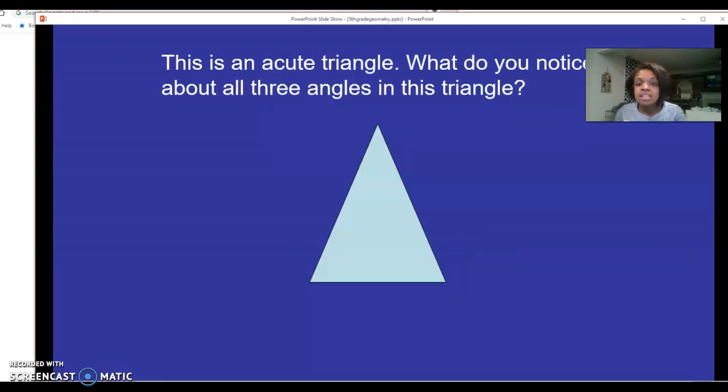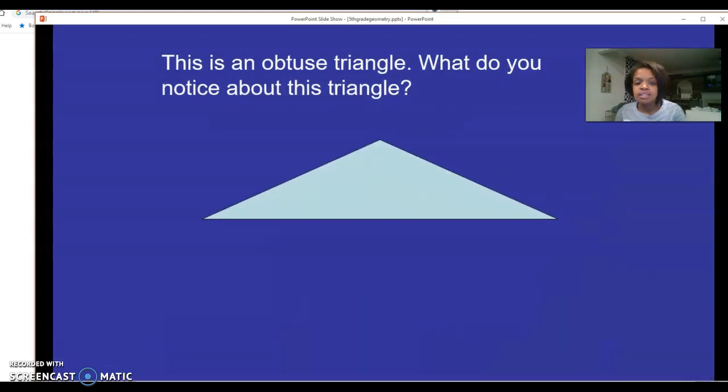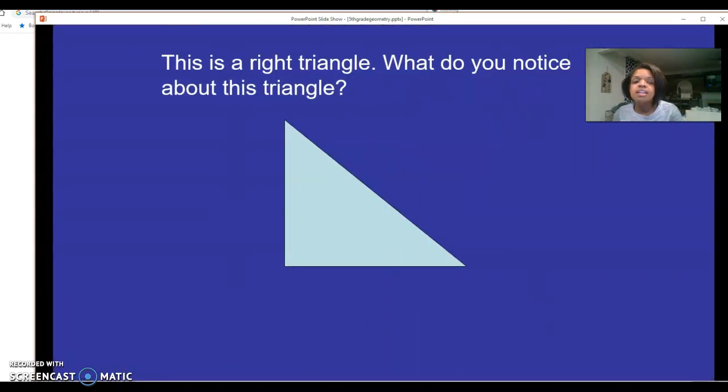Alright, so this is an acute triangle. What you should notice is that all of the angles are acute angles, which means they are less than 90 degrees, okay? This is an obtuse triangle, and what you should notice is there's actually one obtuse angle. There can only be one because every triangle adds up to 180 degrees, okay? And this is a right triangle. It's a right triangle because it has one angle that is exactly 90 degrees. The other two angles have to be acute because, again, this has to measure up to 180 degrees, okay?